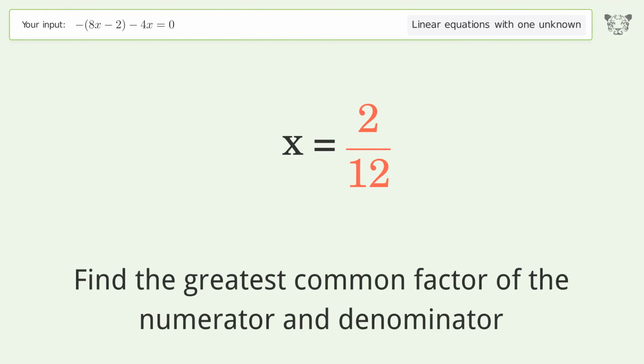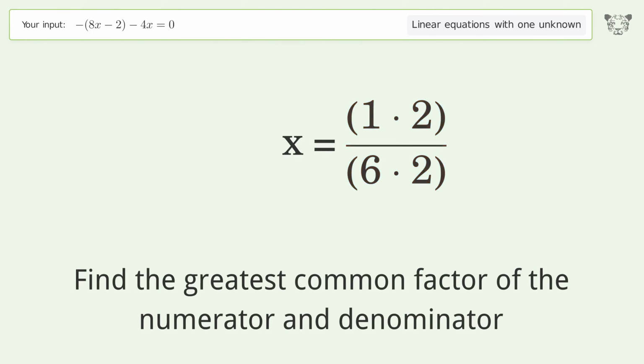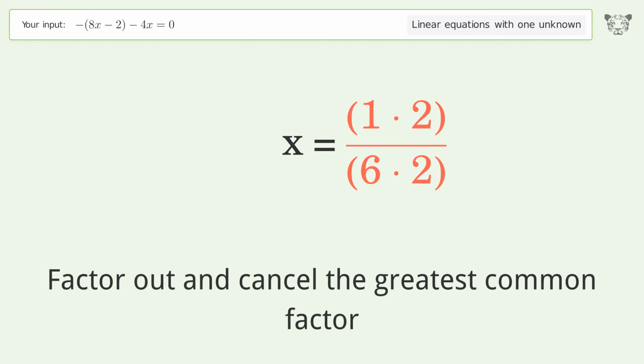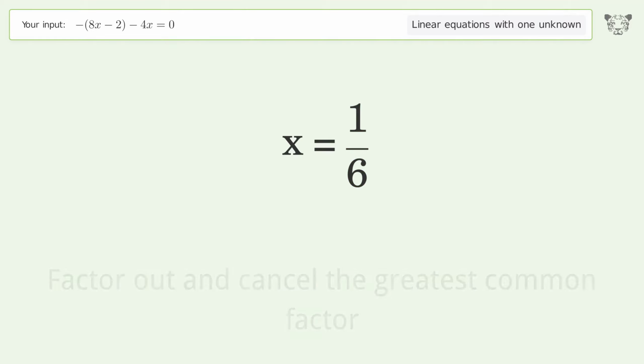Find the greatest common factor of the numerator and denominator. Factor out and cancel the greatest common factor. And so the final result is x equals 1/6.